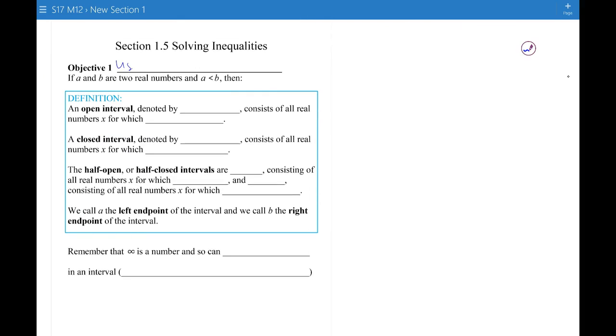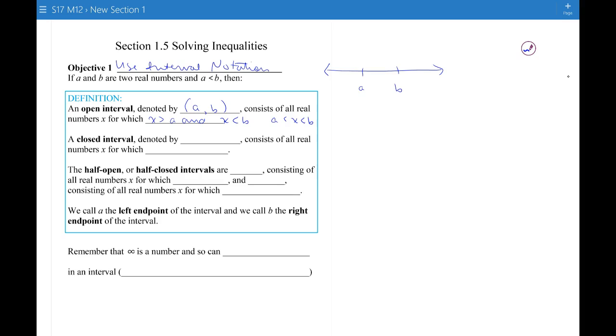So the first thing we're going to do is use interval notation. If a and b are two real numbers, then a is less than b, so that means a is to the left of b on the number line. Then an open interval, which is denoted by parentheses, curved parentheses, a comma b, consists of all the real numbers x for which x is greater than a and x is less than b. So we can write it in a single inequality because this is true.